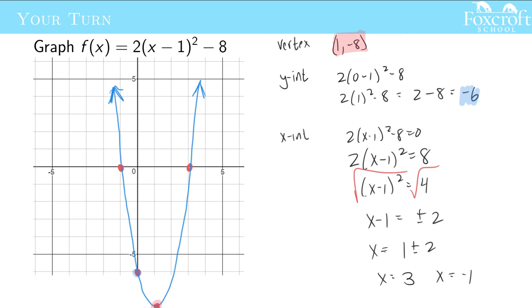X-intercepts, do the square root method, add 8, divide by 2, so then I can take the square root to cancel out that exponent, not forgetting the plus or minus, and I get 3 and -1 as my x-intercepts. And then knowing that it's a parabola, there's only one possible shape I could draw that connects those 4 dots. All right, so that's how I graph a quadratic, and those are kind of all the things I would expect to be on the skill check.